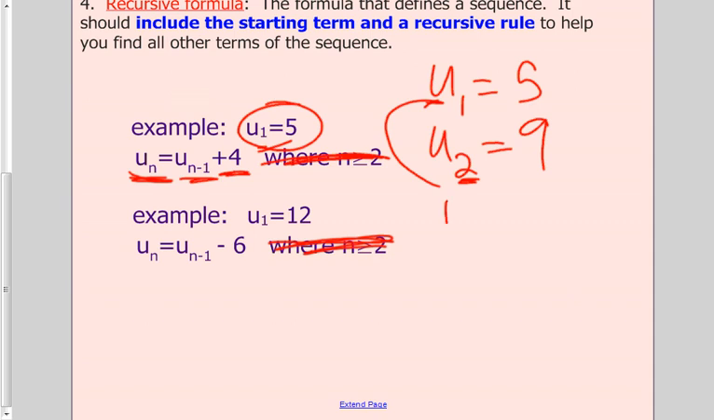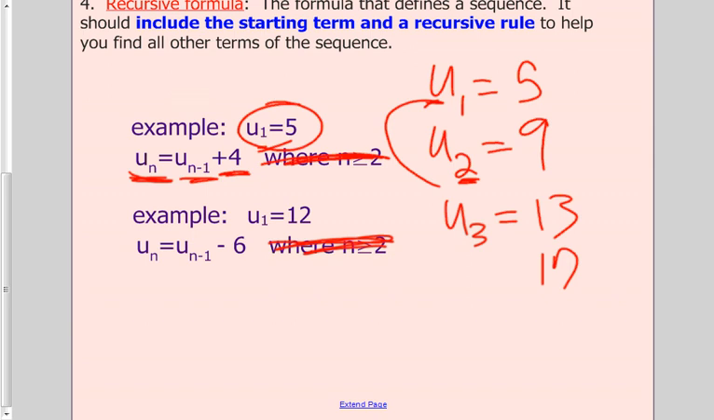Seems pretty simple. What's u of 3? 13. Awesome. And then so on and so forth. U of 4 would be 17, and so on.